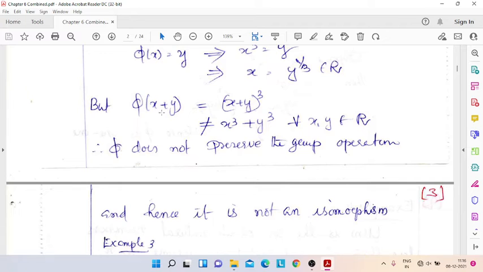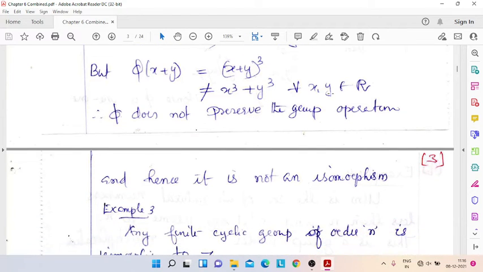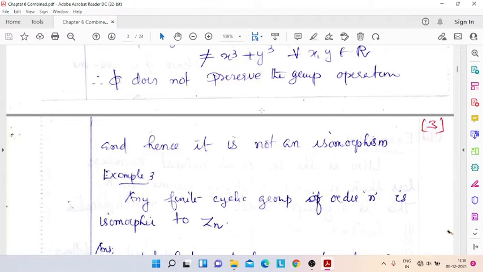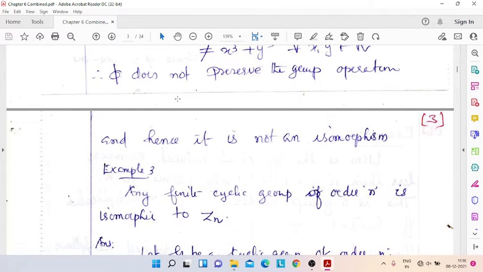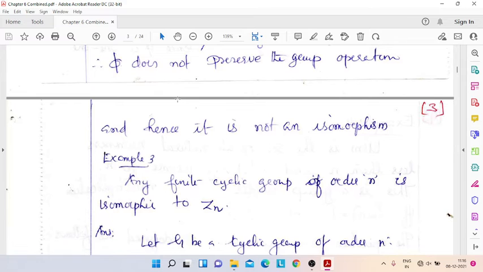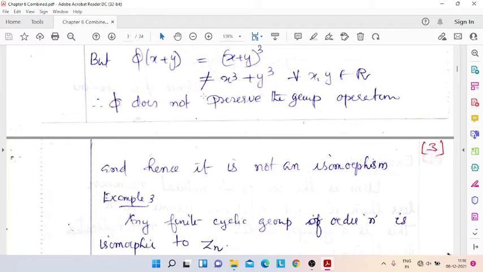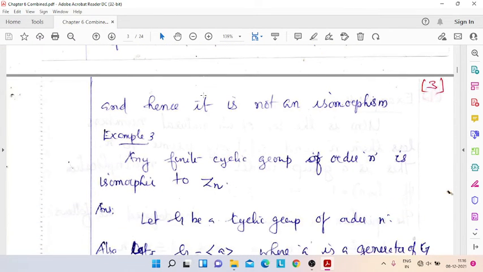Again, when we try to verify whether it preserves the operation, there it fails, because phi of x plus y equal to x plus y the whole cube, it can never be equal to x cube plus y cube for all x, y belonging to R. So phi is not an isomorphism. Because phi does not preserve the group operation, it's not an isomorphism.